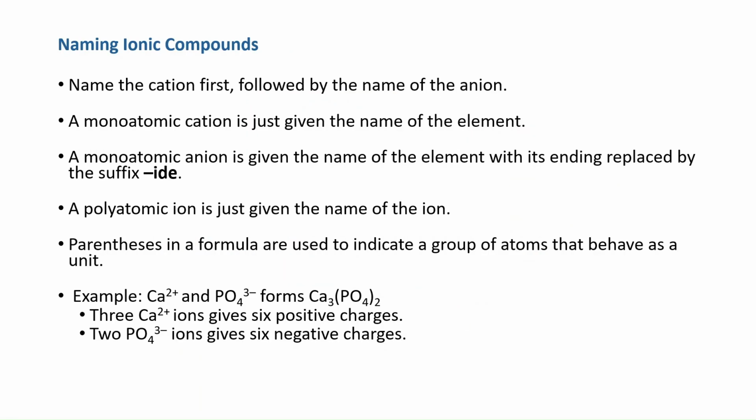How do we name them? Okay, we name the cation first, and then the anion. For the cation, if it's a monatomic cation, you just give the name, don't worry about it. But for the anion, you change the ending to -ide. So we already used this as an example of an ionic compound. This is sodium, the metal, and we do not change the name. This is chlorine, but we're going to change the ending to chloride.